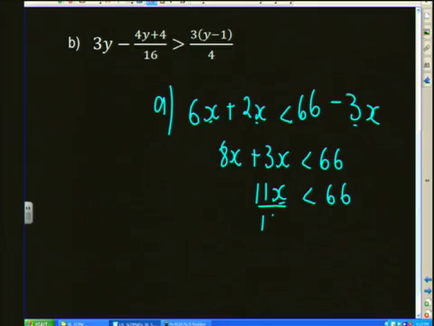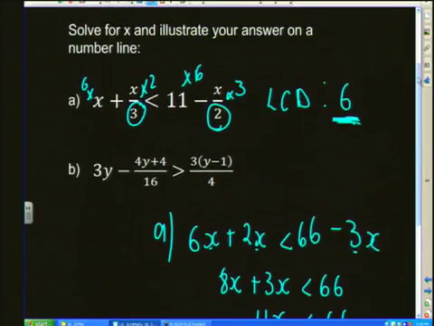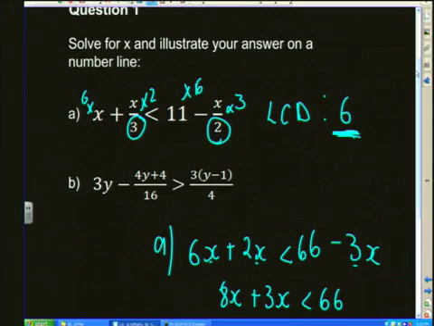Alright, so divide both sides by 11. So we get x is less than 6. Alright, so we've got x is less than 6 from the inequality that they gave us originally. But remember, you're not done, because they also say illustrate your answer on a number line.